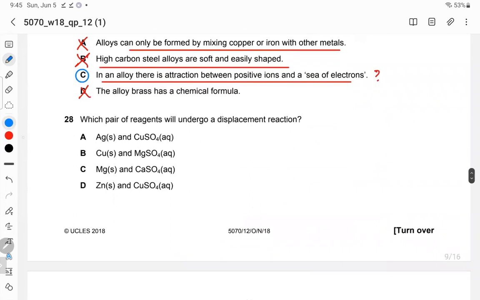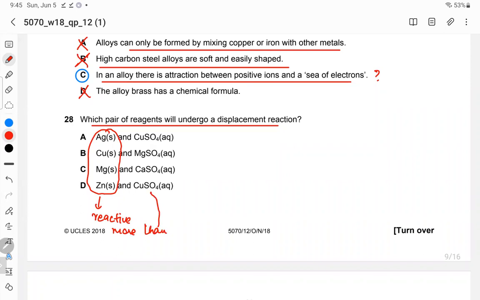Question number 28. Which pair of reagents undergo displacement? For a displacement, the metal has to be more reactive than the other. In this case, silver is less reactive than copper, so A goes wrong. Copper is less reactive than magnesium, so B goes wrong. Magnesium is less reactive than calcium, so C goes wrong. So D is the correct answer.